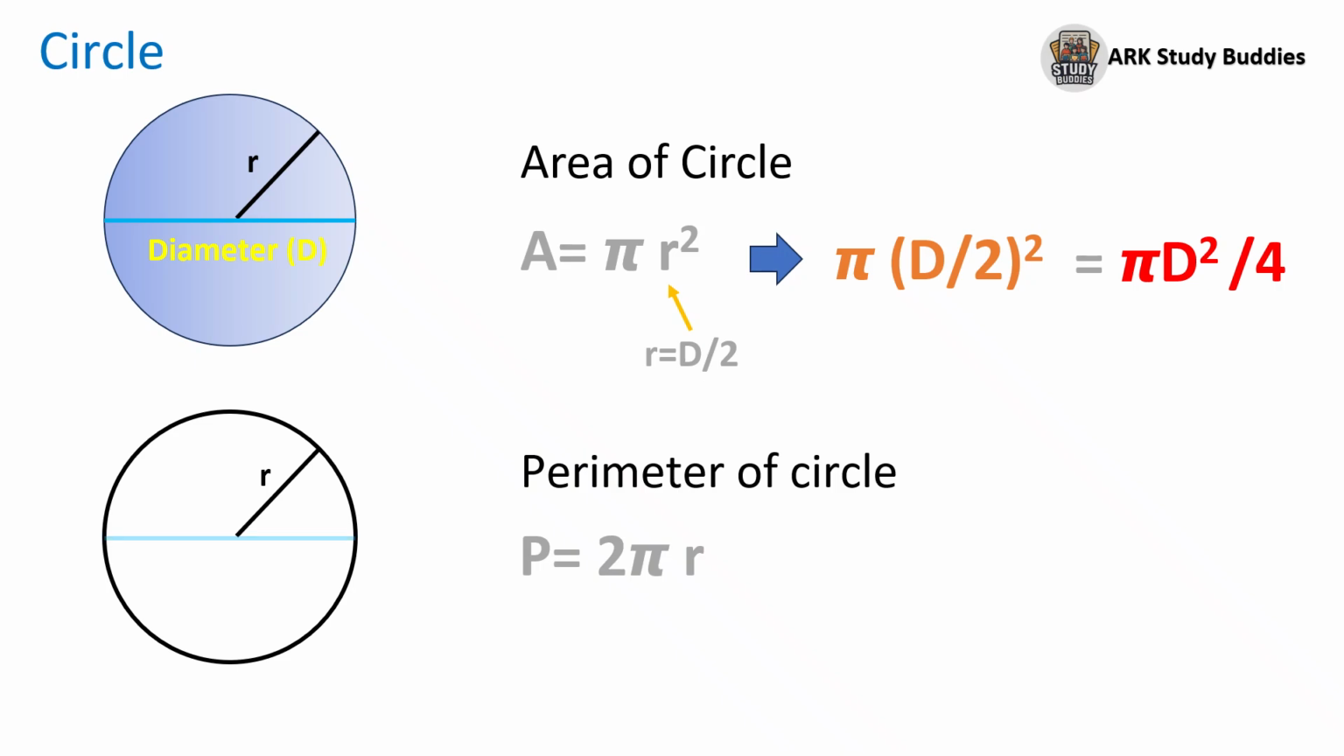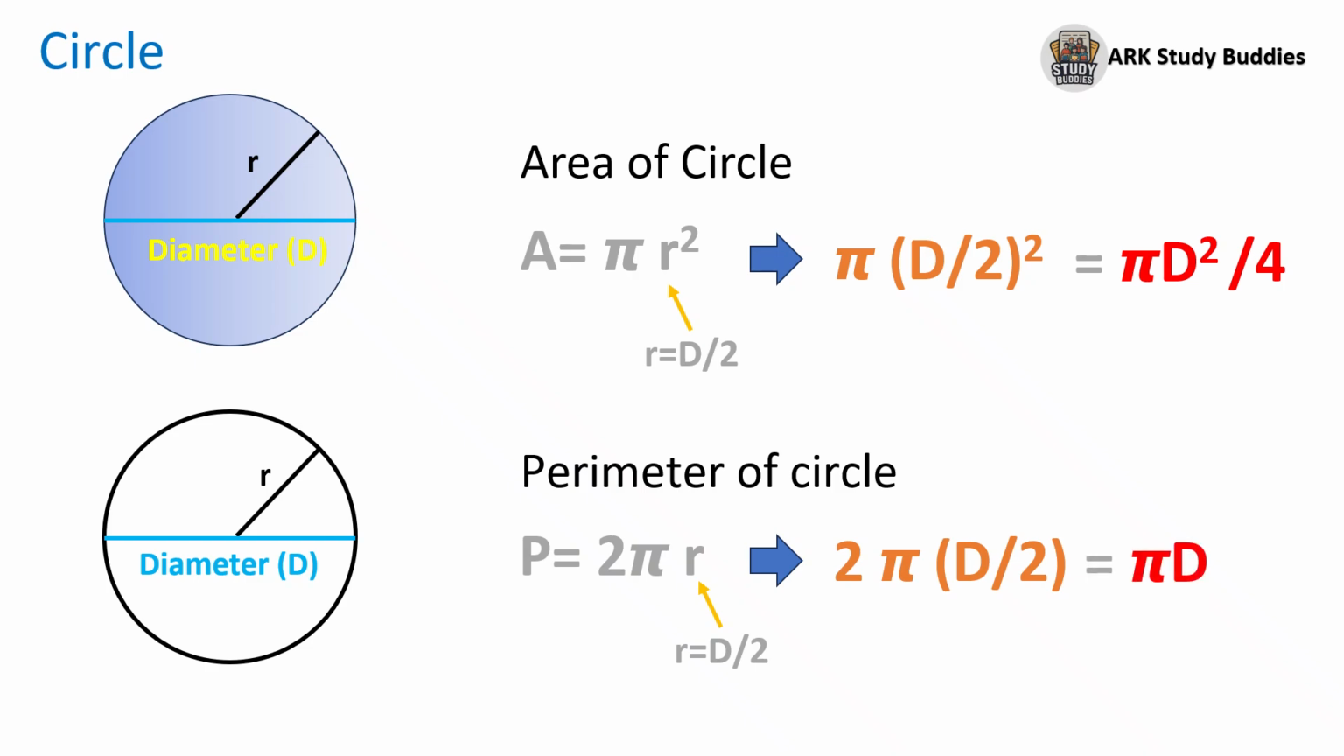Similarly, for perimeter, if diameter is d, so put r equal to d by 2, that equal to 2 into pi into d by 2, which is equal to pi into d. So you have to remember, when diameter is given for the circle, then the area of the circle is pi d square by 4, and perimeter of the circle is pi into d.